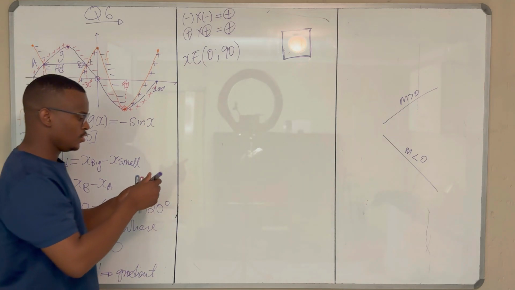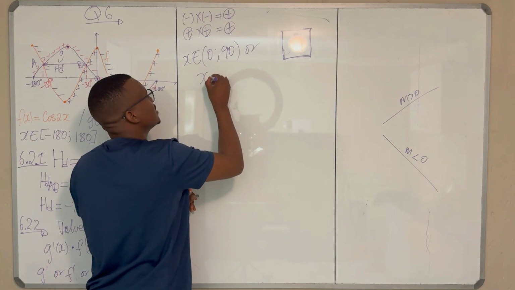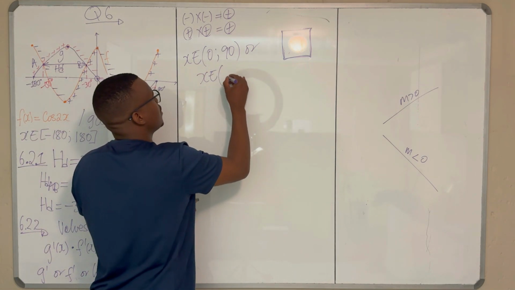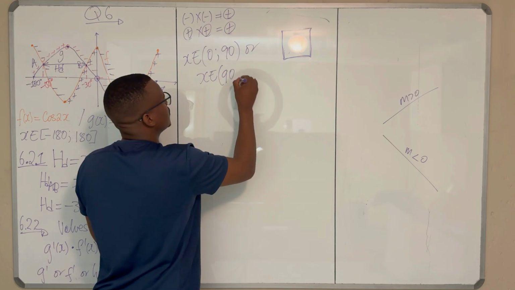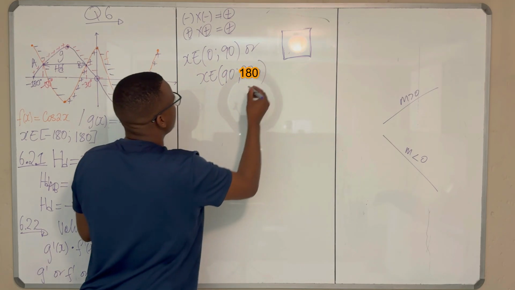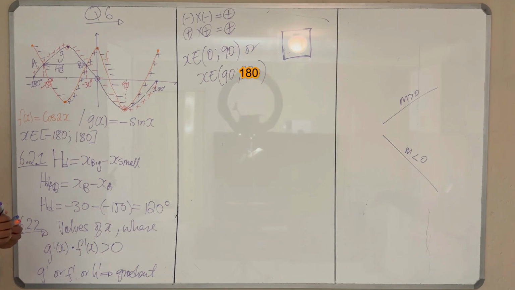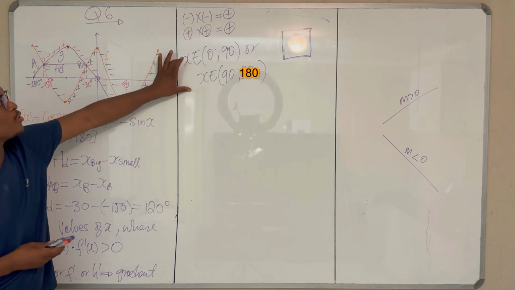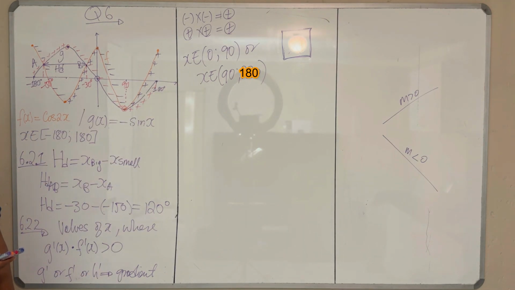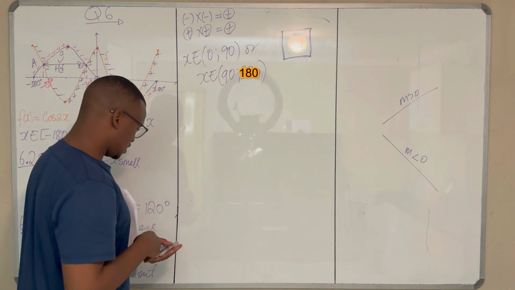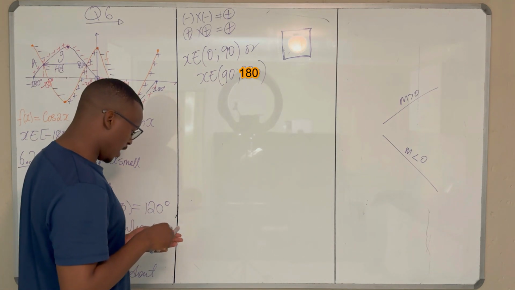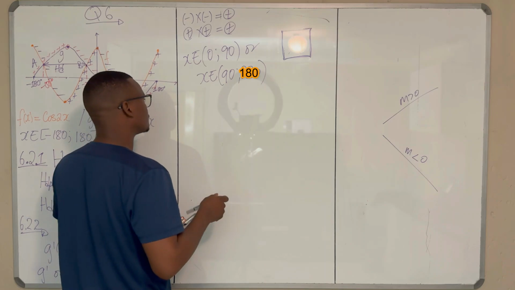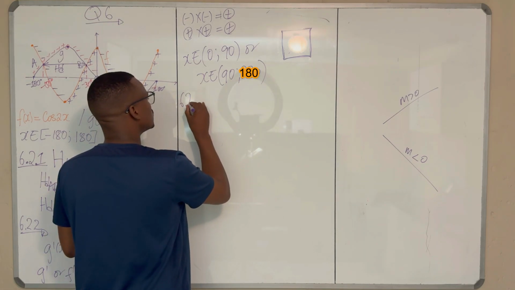So in that case, you say x is an element of 90 to 270 degrees. On this interval, both of these functions are increasing or both decreasing, so their product will be positive. So we're done with 6.2.1. Let's go to the next one, which is 6.2.2.